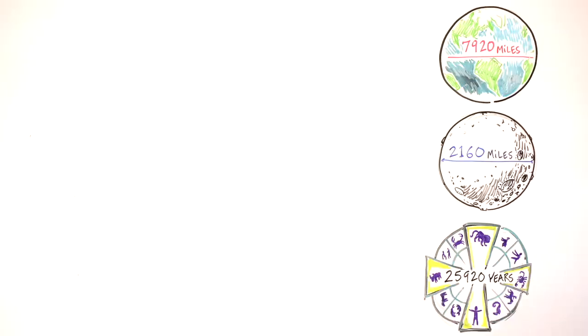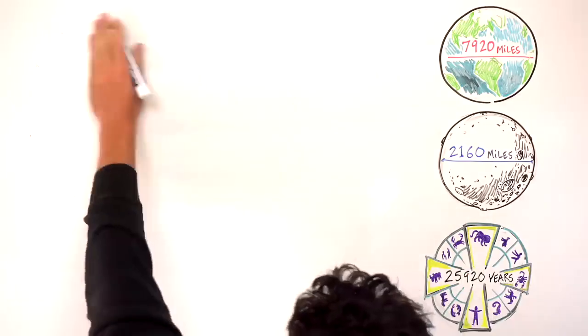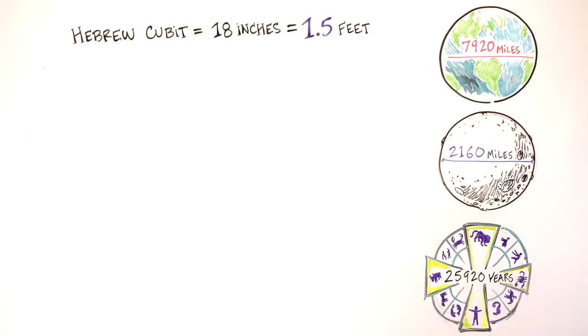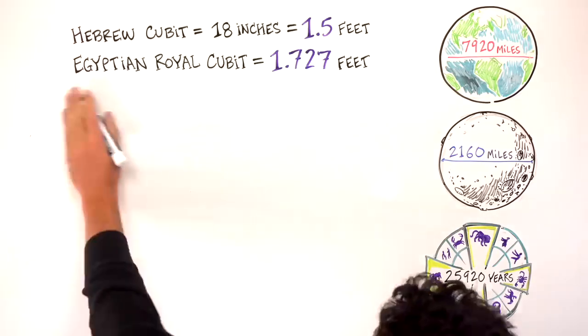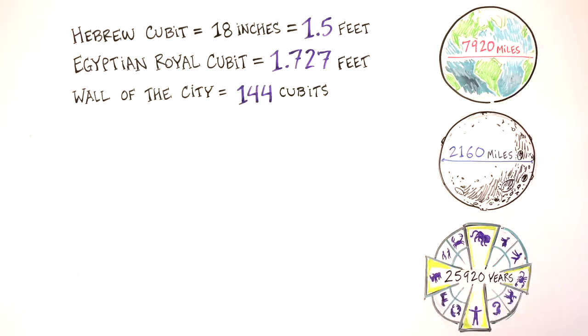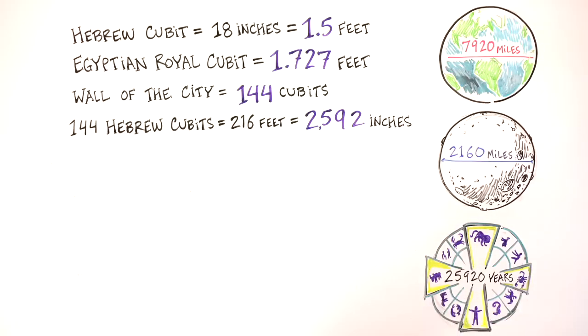And here is the Hebrew cubit, which is 18 inches. Remember, 144 cubits according to the measure of a man, that is of the angel. We have the Egyptian royal cubit of 1.727 feet. The wall of the city was 144 cubits. If we take the 144 cubits that are the Hebrew cubits, it's 216 feet, or 2,592 inches. Add a 0 on the end of that, and we have the great year cycle, 25,920 years.